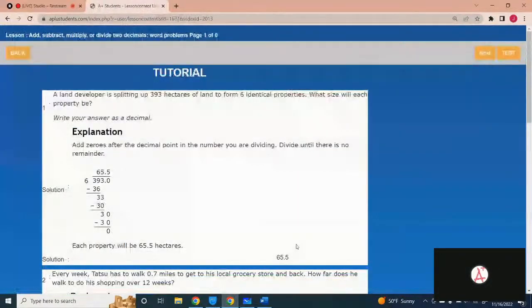Okay, so yeah, we are going to start with the word problem. So let's start with the first one. Okay, a land developer is splitting up 396 hectares of land to form six identical properties. What size will each property be? So the total land is 393 hectares, and you have to convert it into six identical properties. Got it? That means you have to divide 393 by 6 until you get 0. Got it? Let's start dividing 393 by 6.